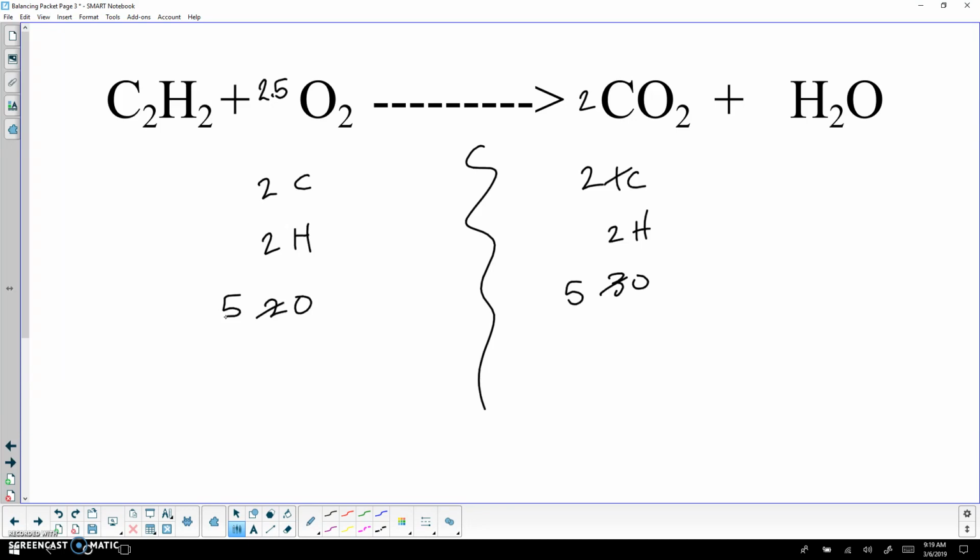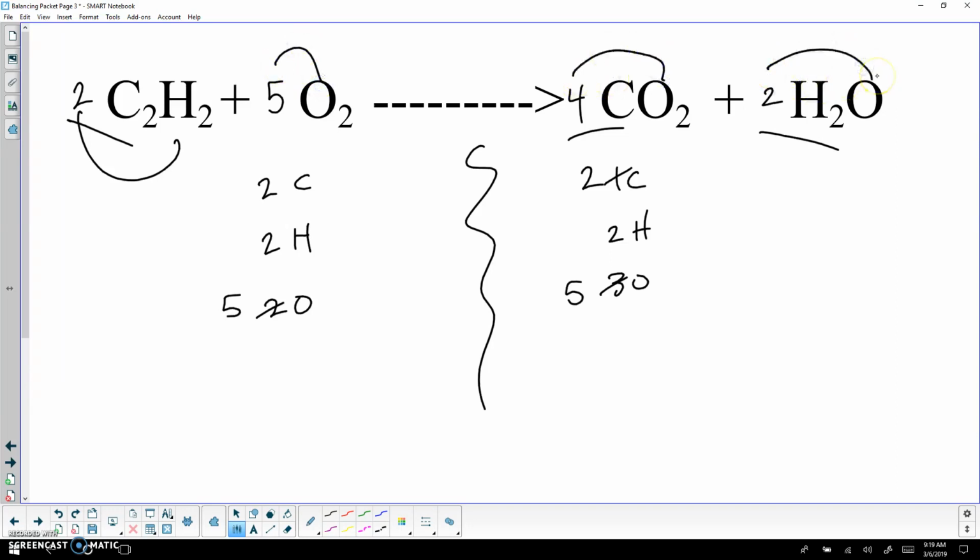Well, we have to multiply everything by 2. We have to double it. So this 2.5 is going to become 5. This 1 becomes 2. This was a 2. It's going to become 4. This 1 becomes 2. Let's check our work real quick. So there's 4 carbon. Here's 4 carbon. Here's 4 hydrogens. Here's 4 hydrogens. Here's 10 oxygen. So I have 8 and 2. 10, it's balanced. So 2, 5, 4, and 2 are the coefficients.